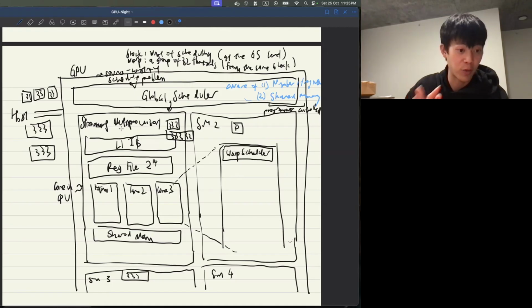So basically, once the global scheduler passes blocks to the streaming multiprocessor, the streaming multiprocessor can view those blocks in terms of warps already. Each block should have an integer number of warps. I think that is the convention. If you try something different, let me know how the result goes.